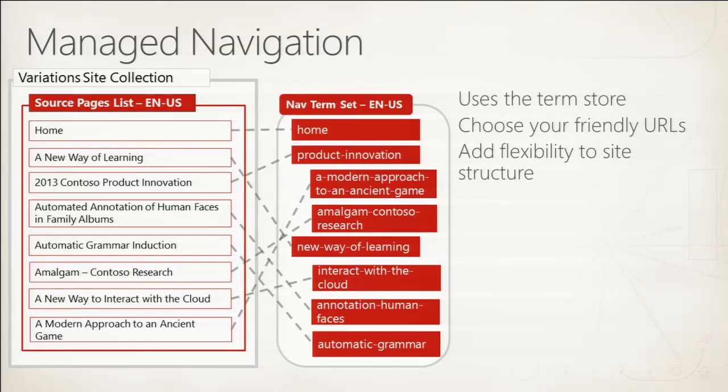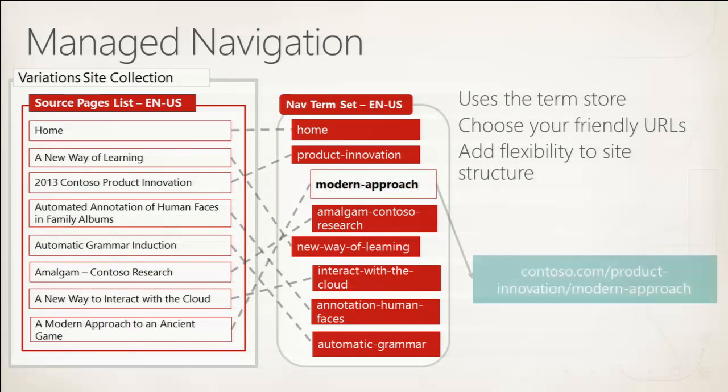And I just want to emphasize the friendly URL portion here. We had used a modern approach to an ancient game is one of the URLs we have there. That's a really long URL. And so I'd just like to make it modern game, or modern approach. And my URL now becomes contoso.com/product innovation/modern approach. So significantly easier.